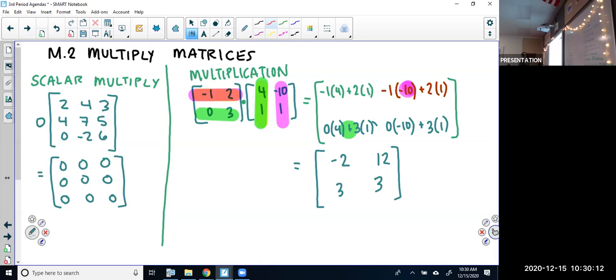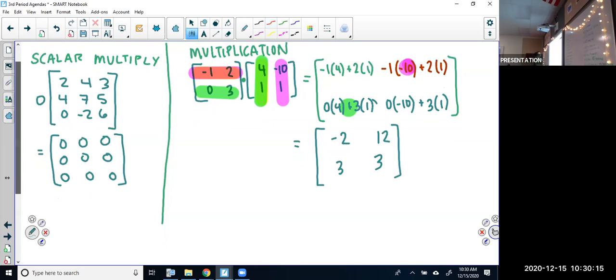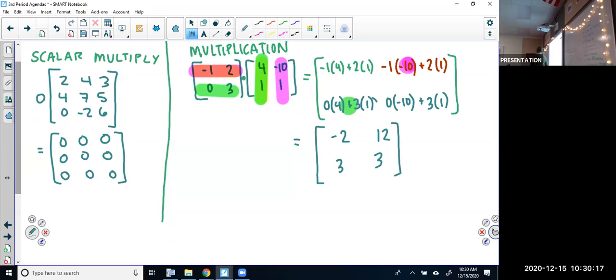Yeah. So, okay, a couple of things. We used a 2 by 2 matrix and a 2 by 2 matrix. And we use, what?